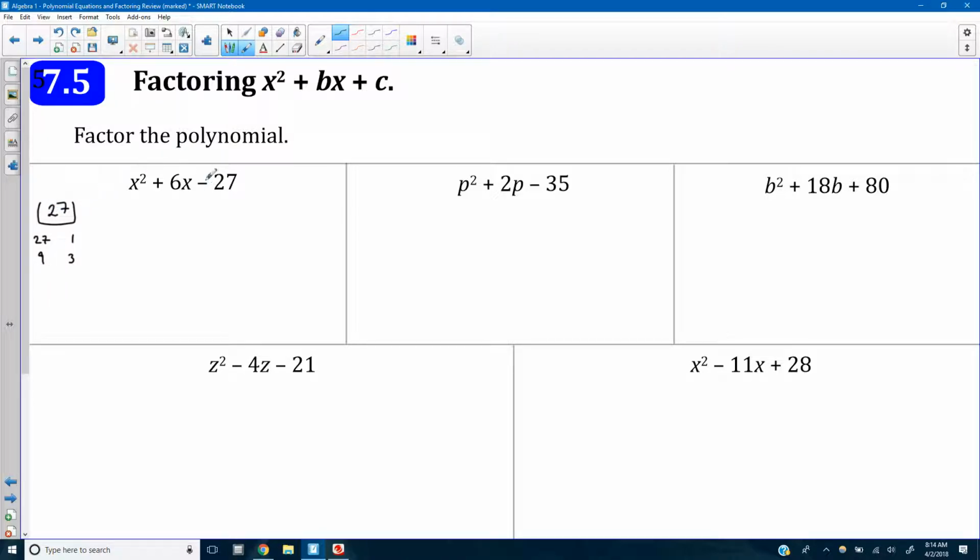Now, 27 is negative, so that means one number is positive, one number is negative. This is a positive sum, which means the negative number should be smaller. So 27 minus 1 is 26. 9 minus 3 is 6. It looks like it's the 9 and the negative 3.